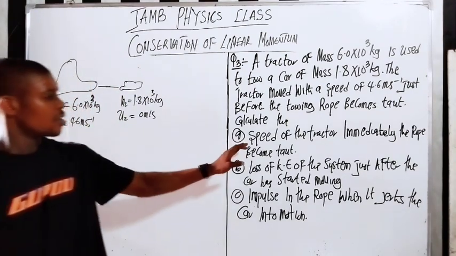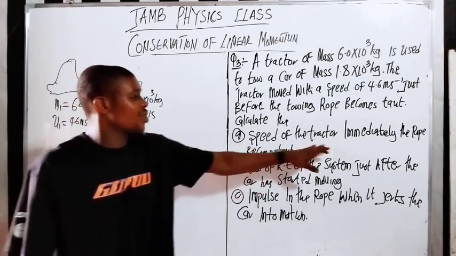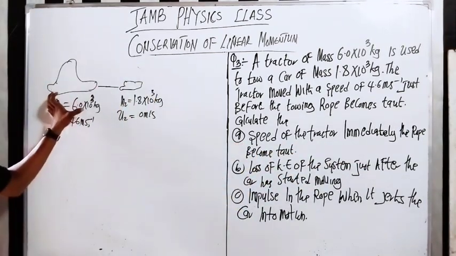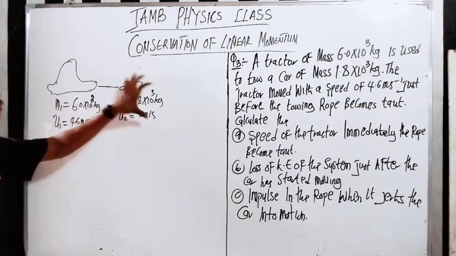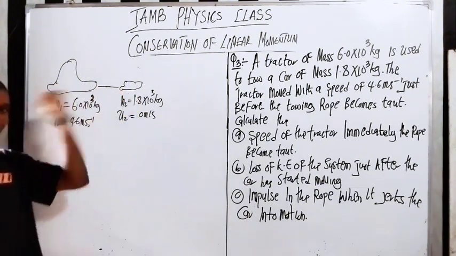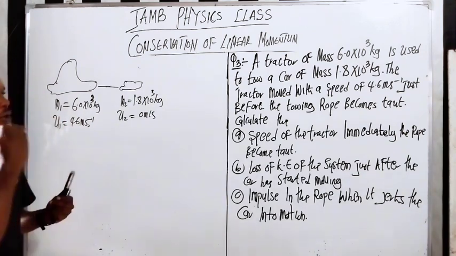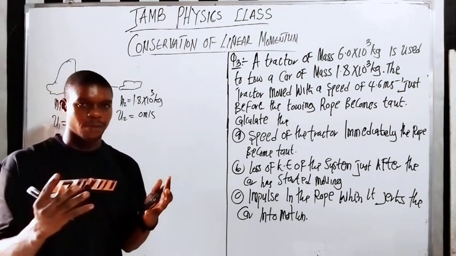They say calculate the speed of the tractor. Immediately the rope becomes taut. Now the speed of the tractor is going to be the speed of the two of them, because it is the tractor that is not moving. So here I want to use conservation of linear momentum.